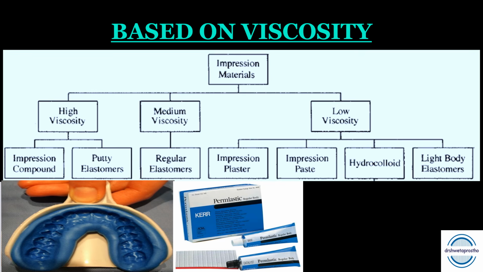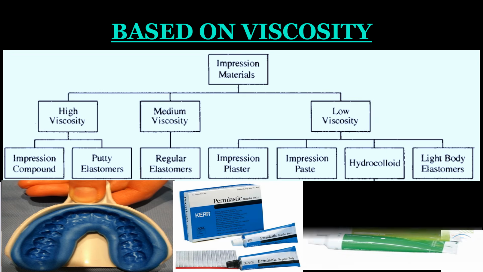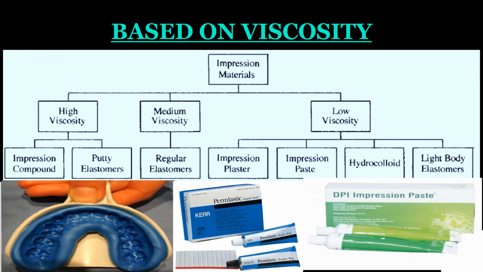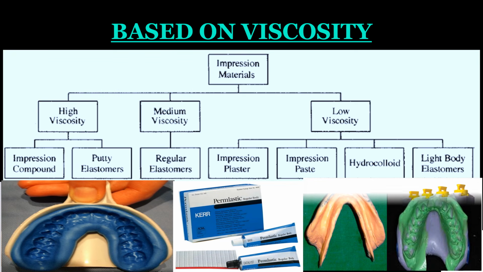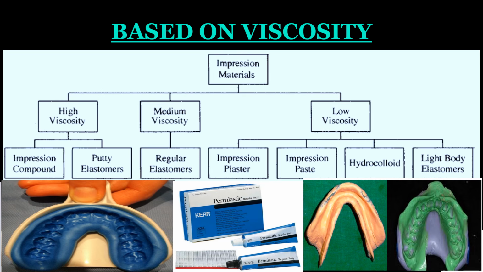Then we have low viscosity which have very high flow. In this we have impression plaster, impression paste, hydrocolloids and light body elastomers. They are either available in toothpaste form or in cartridge with a mixing tip. They are used to make the wash impressions in the special trays.